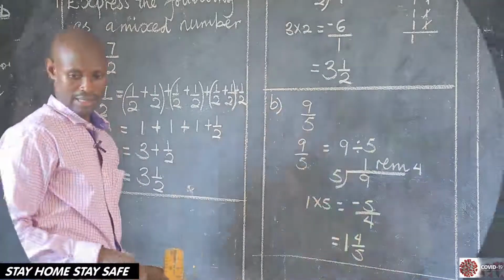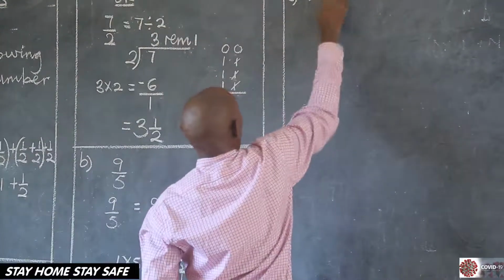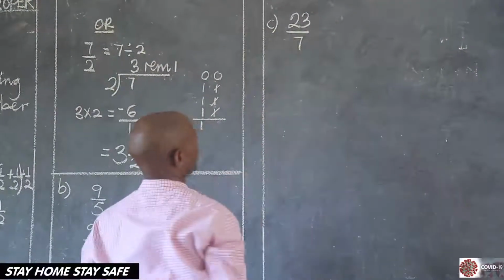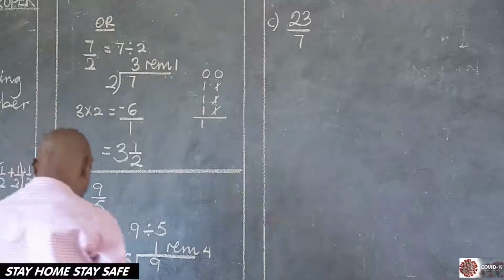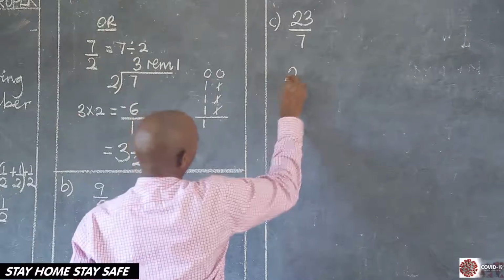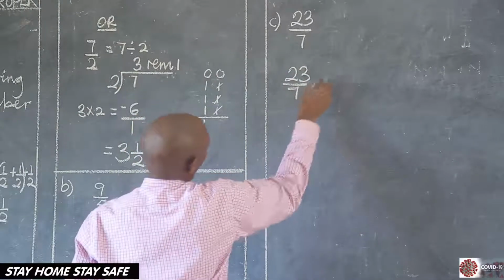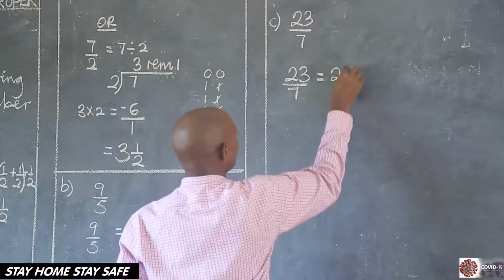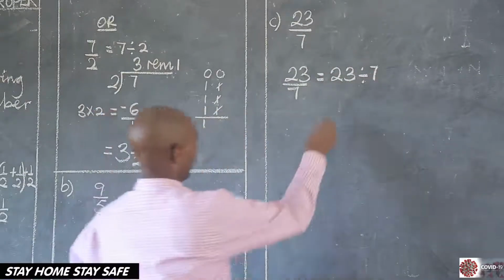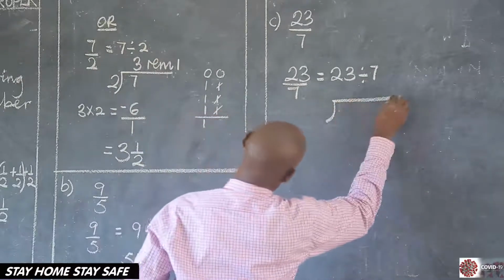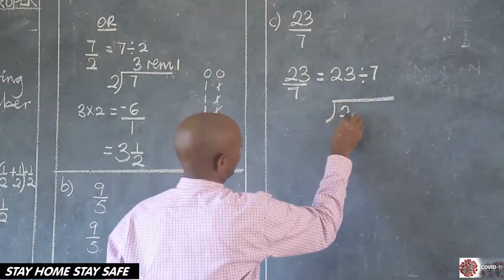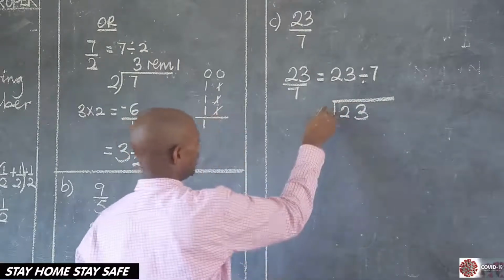Can we have a look at another example? 23 out of 7. And this one means 23 out of 7 is the same as 23 which is divided by 7. Long division. What do we put inside? The dividend. 23. And here, 7.